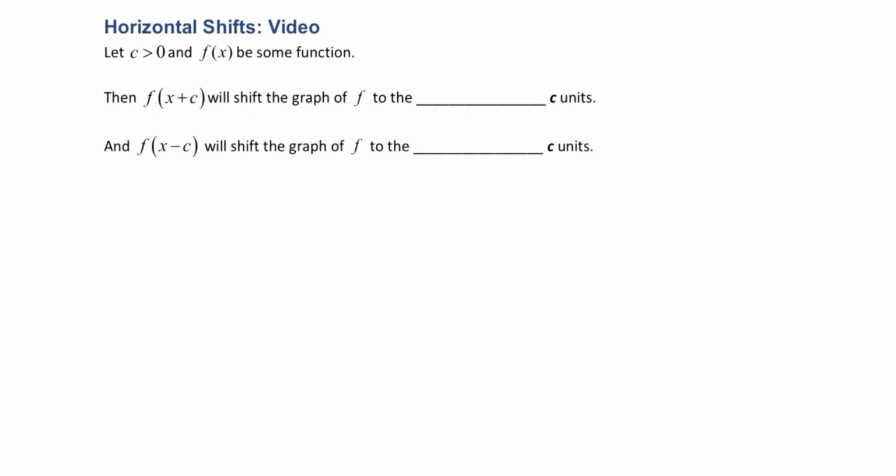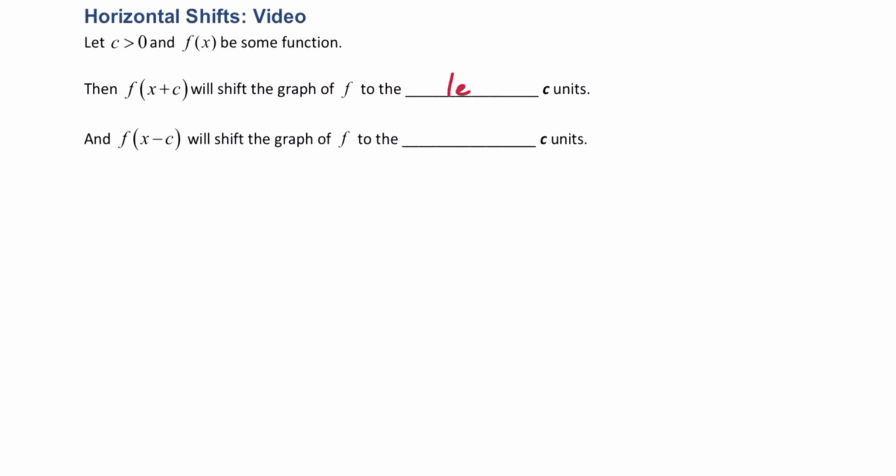In this video, we'll be looking at horizontal shifts. Let c be greater than 0 and let f be some function. Then f of x plus c will shift the graph of f to the left c units. And f of x minus c will shift the graph of f to the right c units.